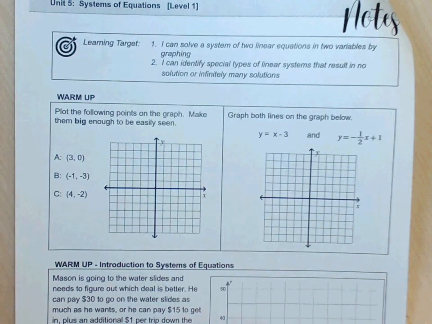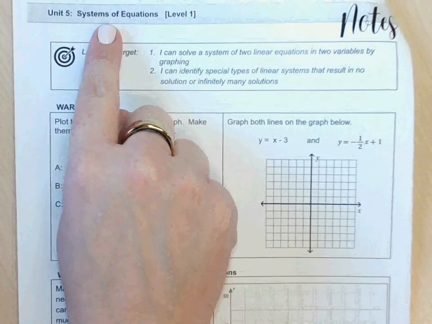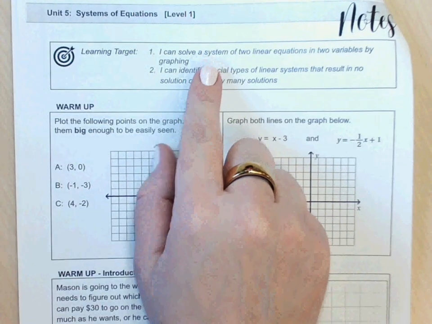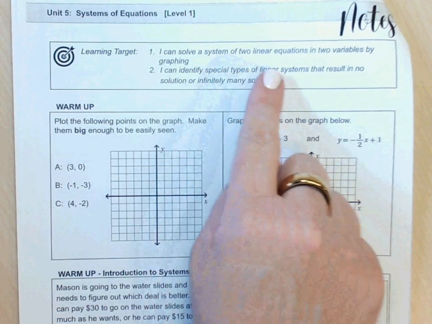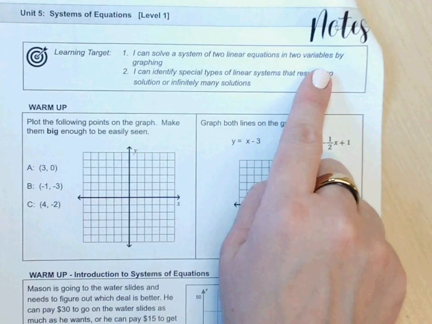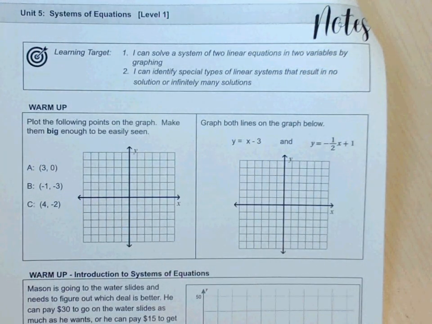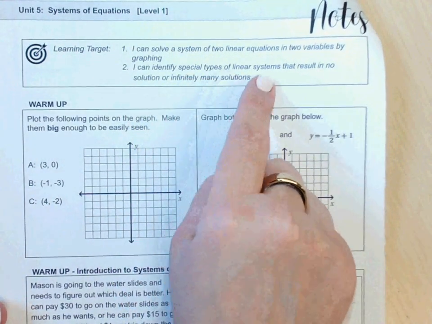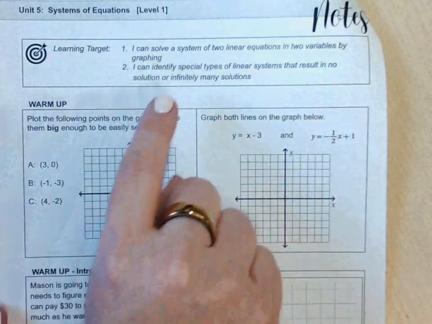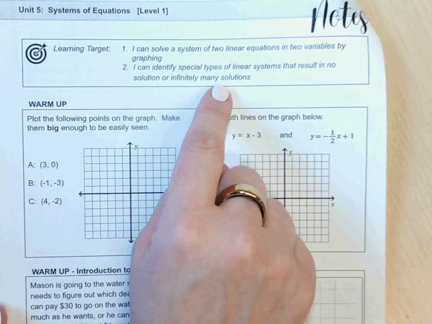All right, so this new unit is called Systems of Equations, and we're starting off with level 1. Our goal is that we can solve a system of two linear equations in two variables by graphing, and I can also identify special types of linear systems that result in no solution or infinitely many solutions.